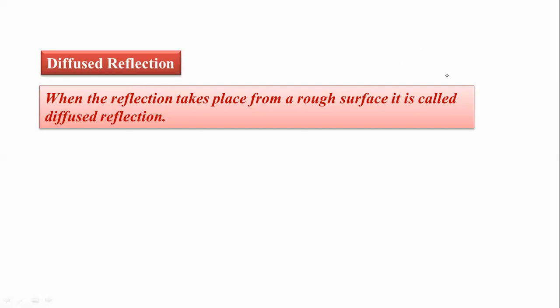Take diffuse reflection. For example, if you take a plain surface or a clean surface, what happens? The light enters and again reflects back. Similar to that, when you take a rough surface, how will it get reflected? We will see whether it will reflect in the same direction, the proper direction, or in an irregular direction.